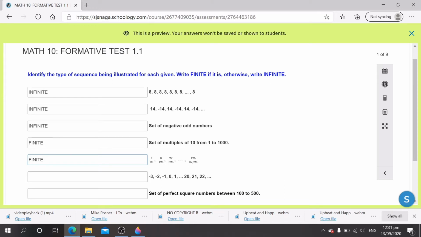Sa denominator naman, if you're wondering, this is just the powers of 5. So that is 5 squared, 5 cubed, 5 raised to 4, and then yung susunod dito, 5 raised to 5. This is 5 raised to 6. Next item is negative 3, negative 2, negative 1, 0, 1, and so on. So it just increases by 1, but still without bound. And definitely we cannot count the number of terms. So that is infinite.